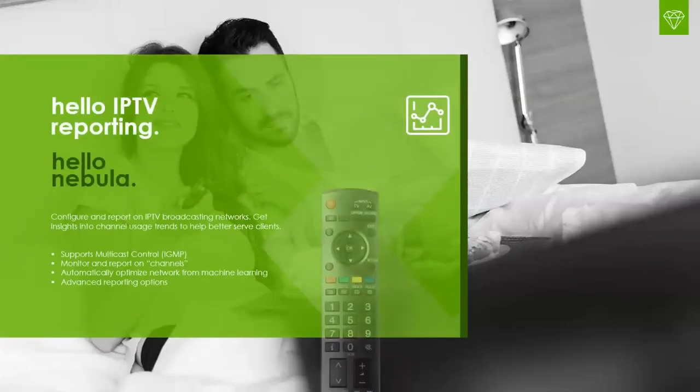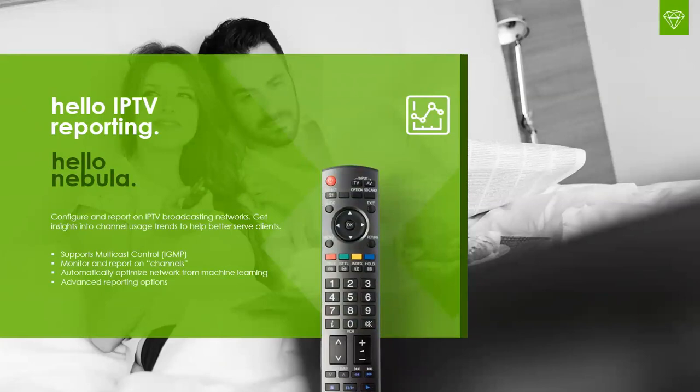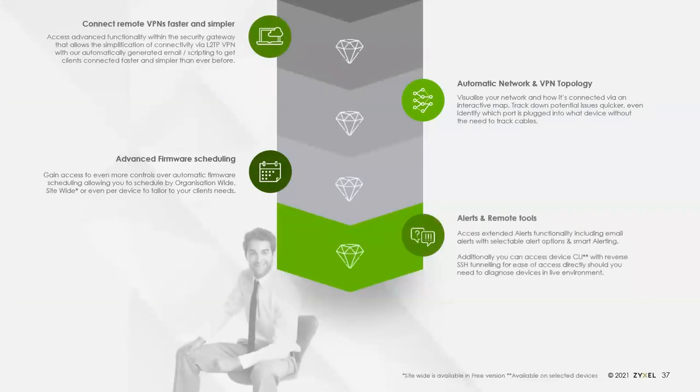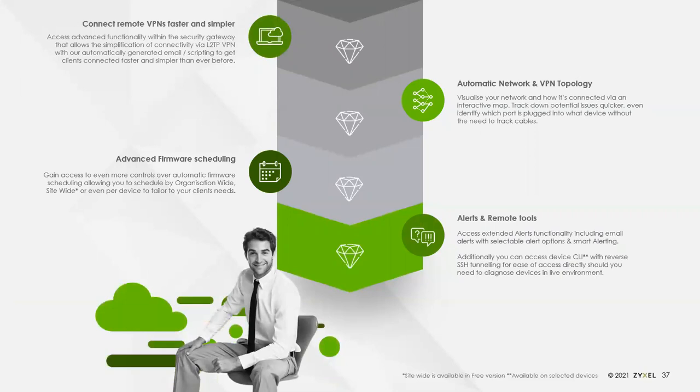If you're doing IPTV, we've got a really nice in-depth report, which again uses some artificial intelligence to monitor what's going on with what people are watching and let you know any sort of quality issues that may have happened and let you know what settings you should change to try to solve those issues. And then on the security side of things, we give you advanced firmware scheduling, we give you more alerts.